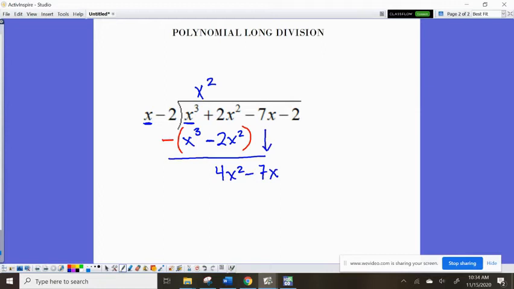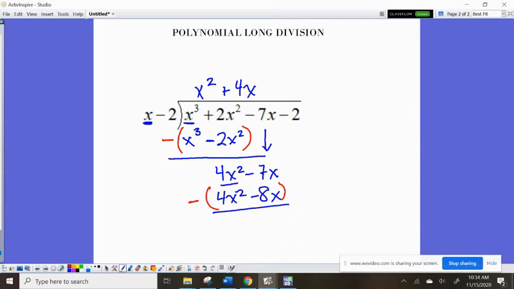Now again, we look at the first terms, and we ask, what do we need to multiply the first term of our divisor, x, by to get 4x squared? We need to multiply by positive 4x to get those to match. We multiply 4x by both terms in our divisor, 4x squared minus 8x. And now, using a set of parentheses, we're going to subtract both of those terms. 4x squared minus 4x squared leaves us with nothing.